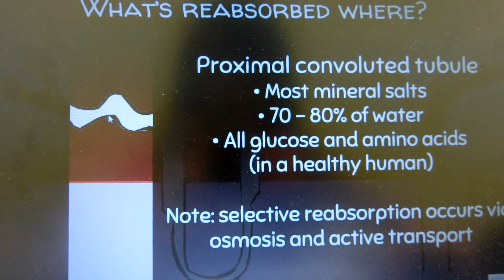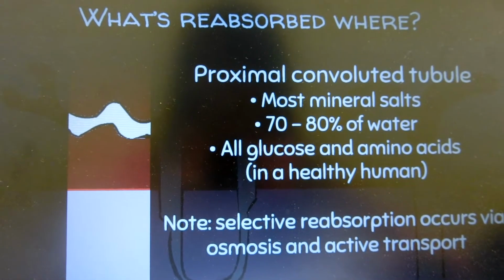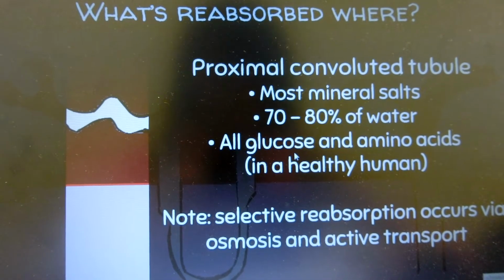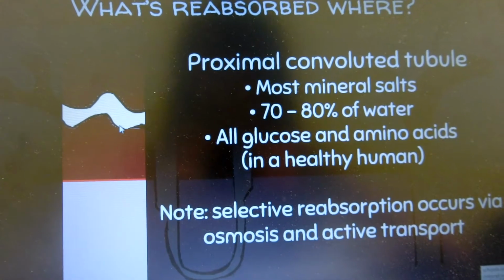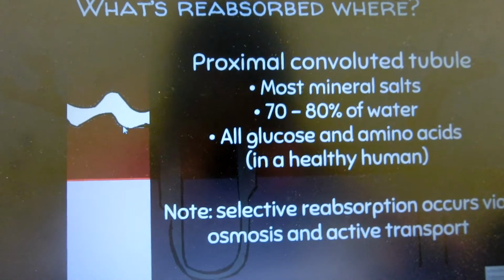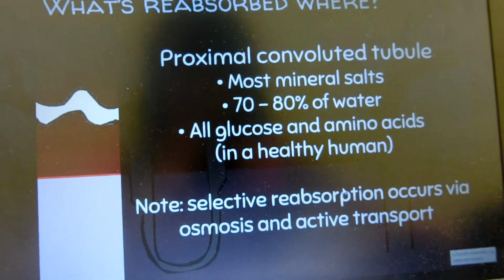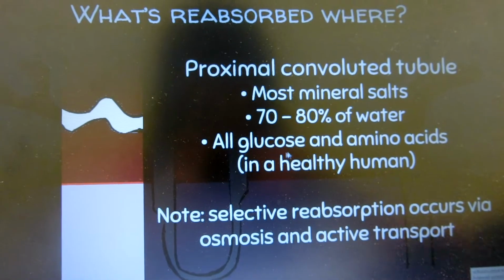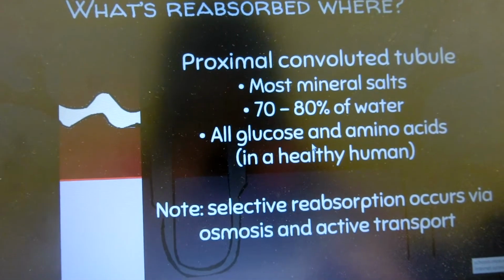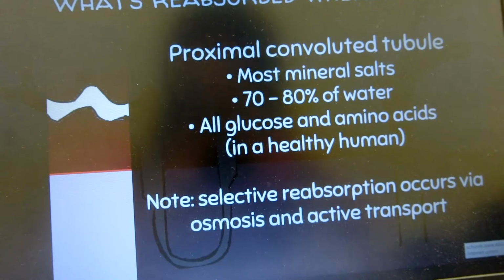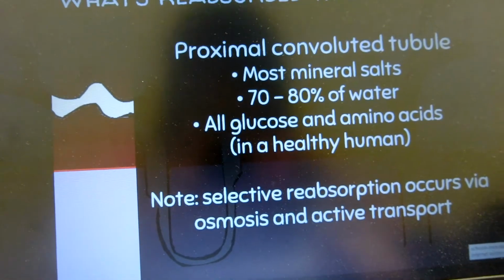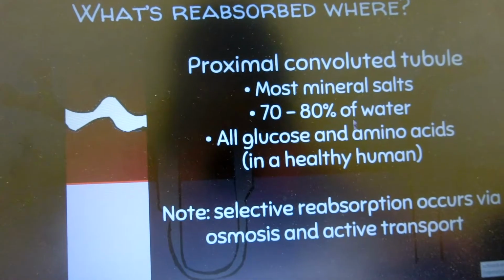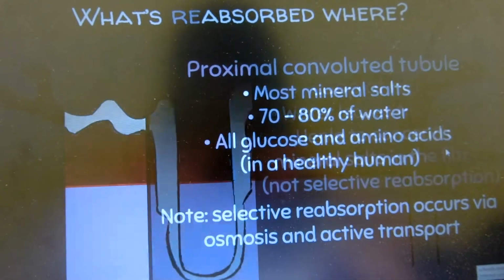In the case where a person has a faulty kidney or some kidney disease, one indicator would be that there is glucose found in the urine, because this selective reabsorption process cannot occur properly. This will lead to diseases like diabetes and so on, which we will cover in a later part. Selective reabsorption occurs via osmosis for water and active transport for your mineral salts, glucose and amino acids.